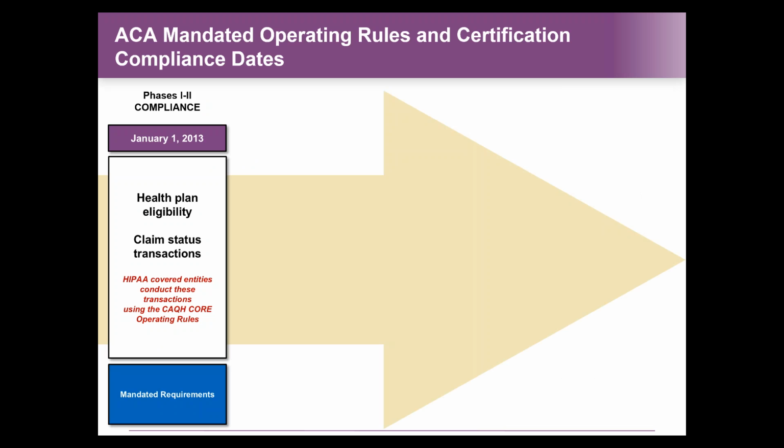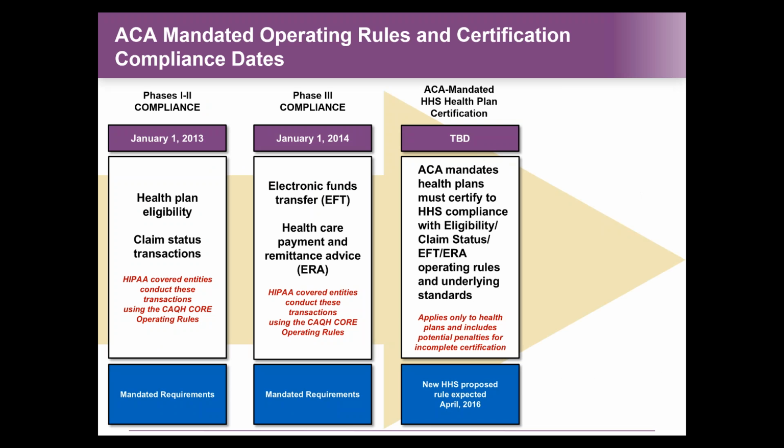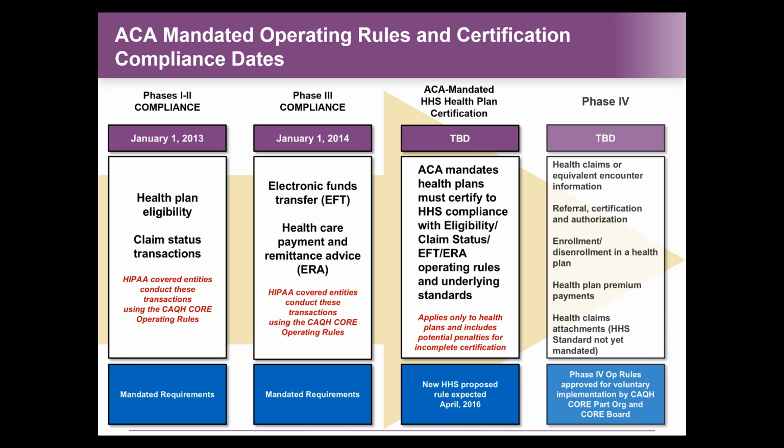Next slide. Before we talk about voluntary CORE certification itself, let's review the state of the union in terms of what the federal government has mandated for operating rules and certification. As you can see by the slide, and as most of you are probably aware, operating rules have been mandated for phases 1, 2, and 3. In those first two columns, operating rules have been mandated for use by all HIPAA-covered entities for the eligibility, the claim status, the EFT, and the ERA transactions.